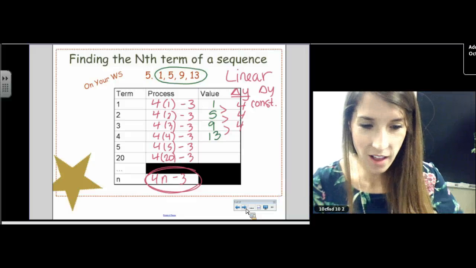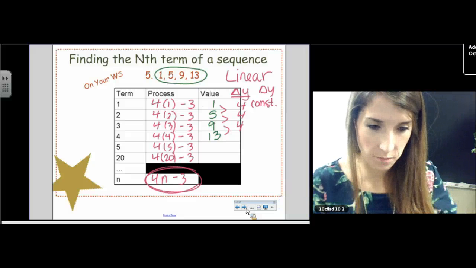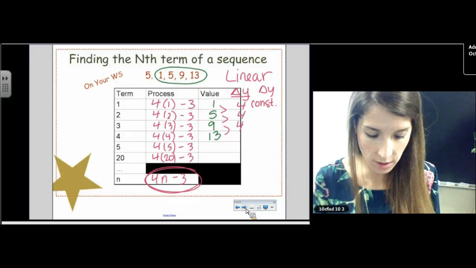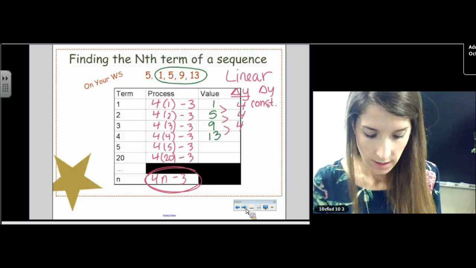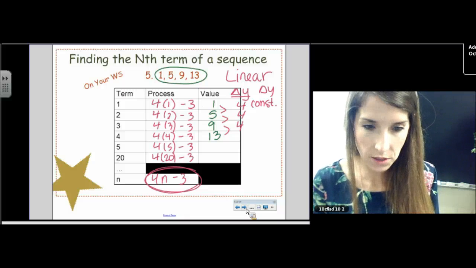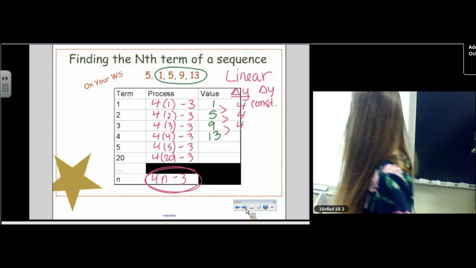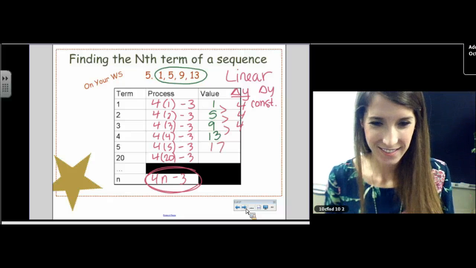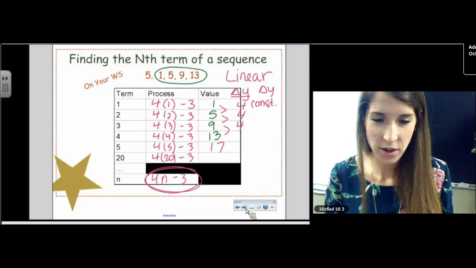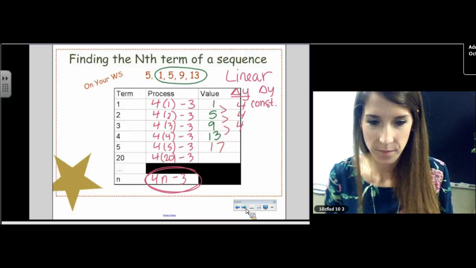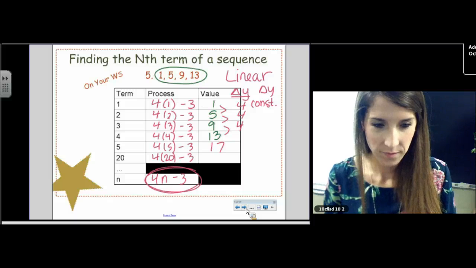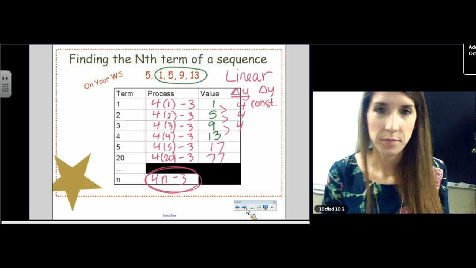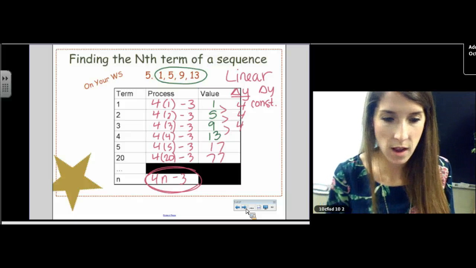And I will call on you for the 5th term and the 20th term. Rishi, what is the 5th term? And Edriel, what is the 20th term? Good job, I gave you a hard one. Edriel, what is the 20th term? 77? Okay. Easy, easy, lemon peasy. Moving on.